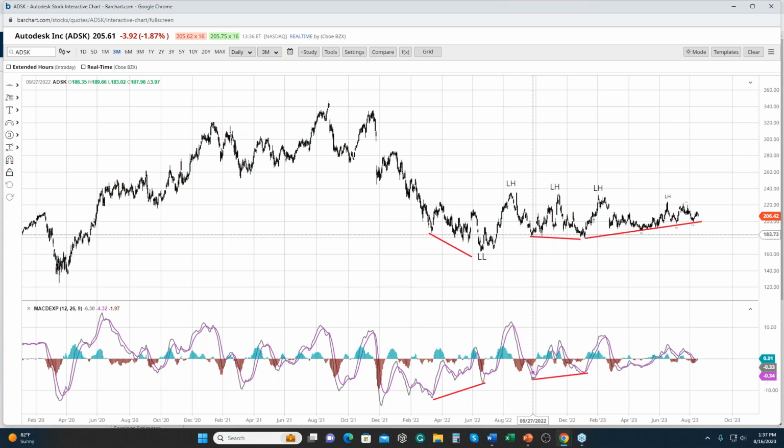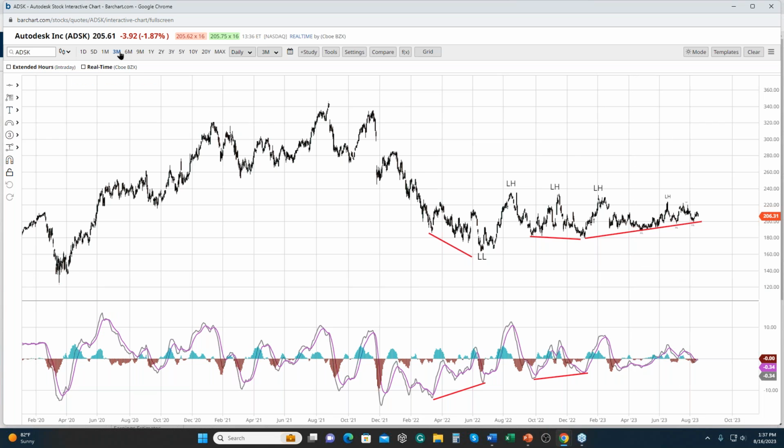It's still making lower highs and it is making higher lows. But what is our MACD doing, right? Our MACD is still trending in the positive direction. In other words, we're still seeing overall positive momentum in our MACD. So let's go down again.